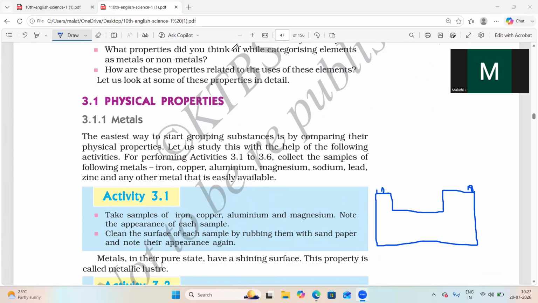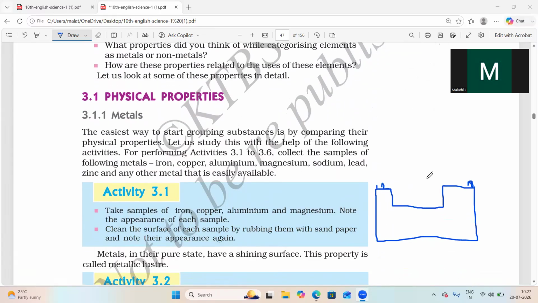If you take a periodic table, I'll give a rough sketch here. In the periodic table, the elements present in groups 1 to 12 are called metals. The elements present in groups 14 to 18 are called non-metals. Till here we will call it metals, and here it will come, non-metals. And one more, here in a zigzag manner, these are called metalloids. So that is metals, non-metals and metalloids.